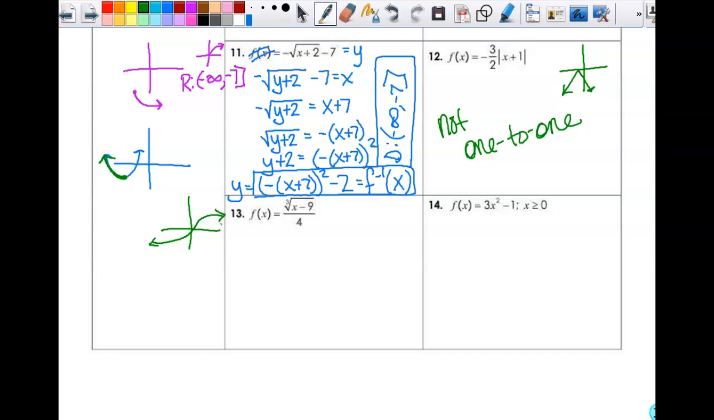Okay, so I'm going to set this equal to y. X and y switch places, so the cube root of y minus 9 over 4 equals x. See if you can solve that for y.